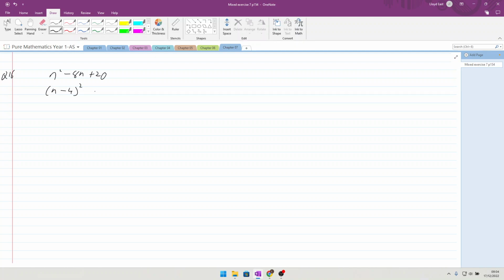Now, if I was to multiply that out, I would get n squared minus 8n, and I would also get a plus 16, which I need to get rid of. So the plus 16 turns into a minus 16, so that it's not there. Plus 20, which means I've got n minus 4 squared, and minus 16 plus 20 is plus 4. This is a positive number. This is a positive number. Therefore, this is a positive number. Okay?